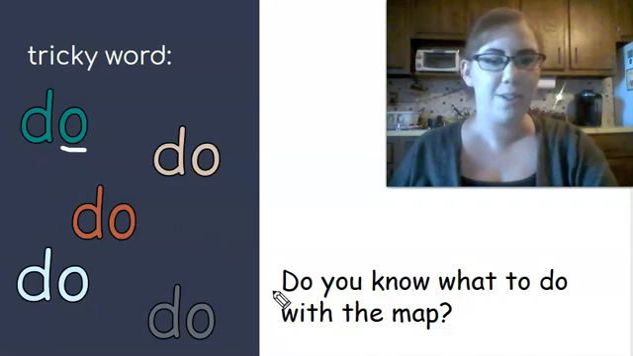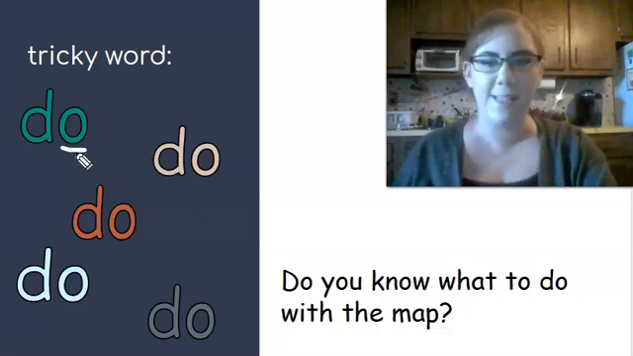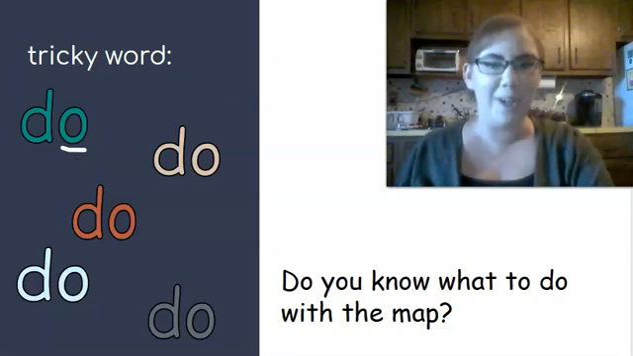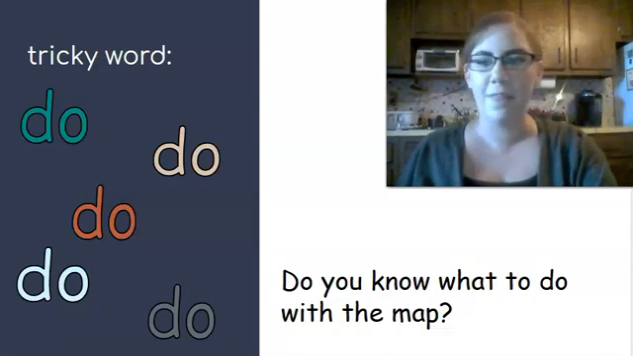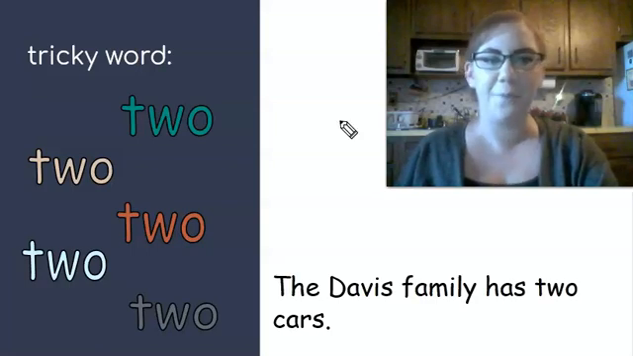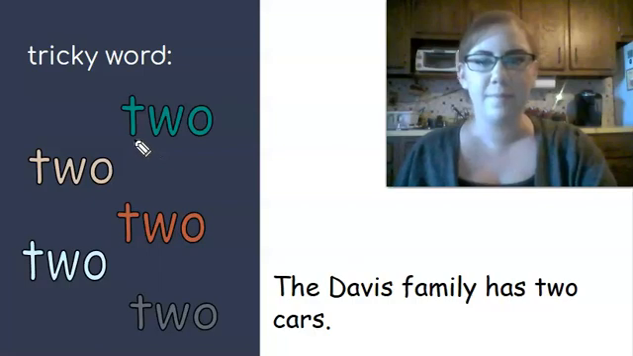Repeat the sentence after me. Do you know what to do with the map? What's this tricky word again? Do. Good job. Let's look at another tricky word. This one is a number word, and we've seen it before. We learned about it in kindergarten. This tricky word is two.